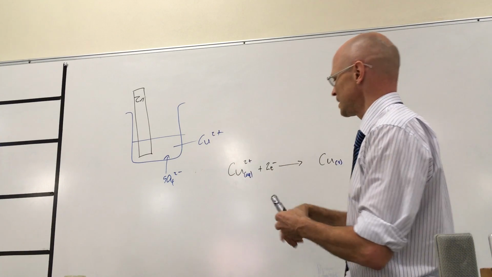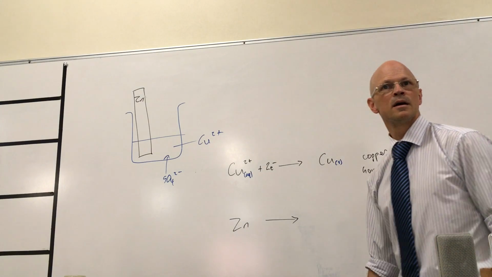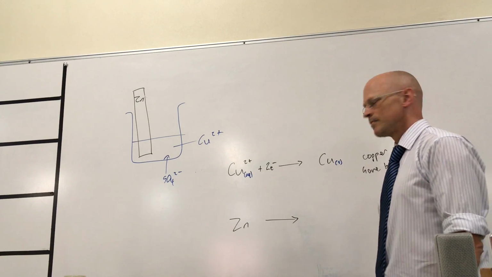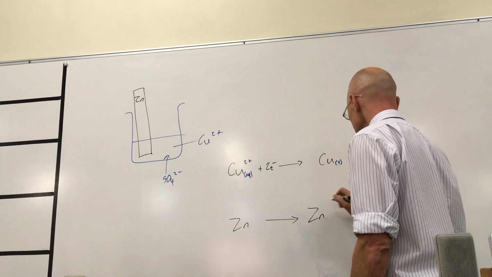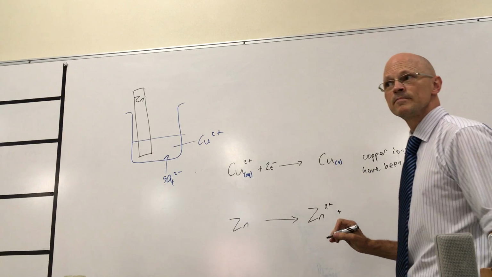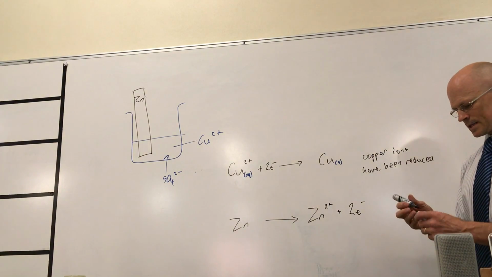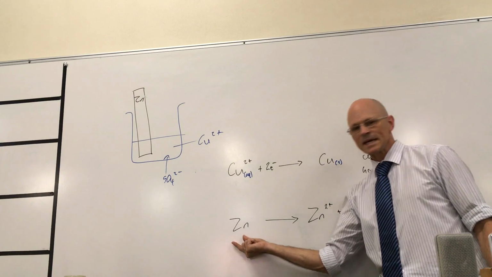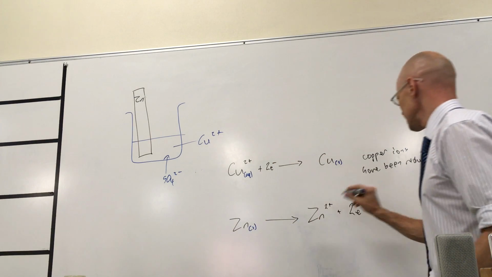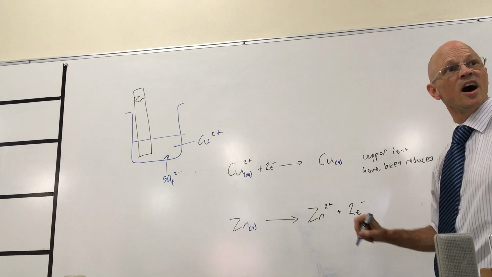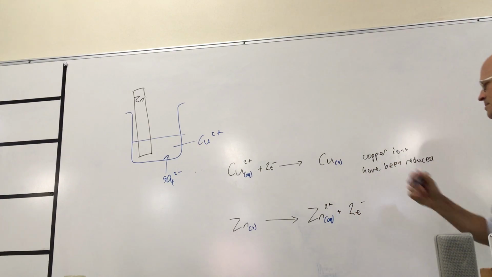That's pretty much the only other thing that we've got in there. So the zinc has gone to give what? Zn2 plus. Let's write a 2 that's legible. Plus 2 electrons. Let's pop some states in here. What state is my zinc in? What are my zinc ions? Aqueous. Plus my electrons.